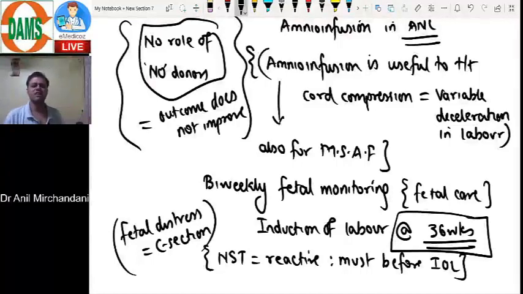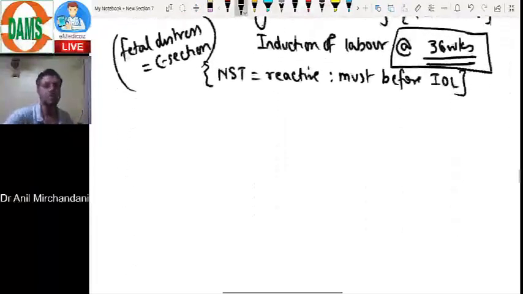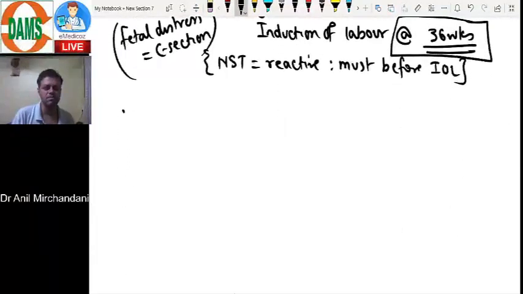But if NST, non-stress test, which we will cover in the fetal care chapter, is reactive and there is no fetal distress, then you can do induction of labor. You can start the labor process, then the baby will deliver. Strict intrapartum monitoring is required, otherwise you might miss fetal distress during labor. Remember, fetal distress requires cesarean section. Am I clear? This is about oligohydramnios. Let me take one example.